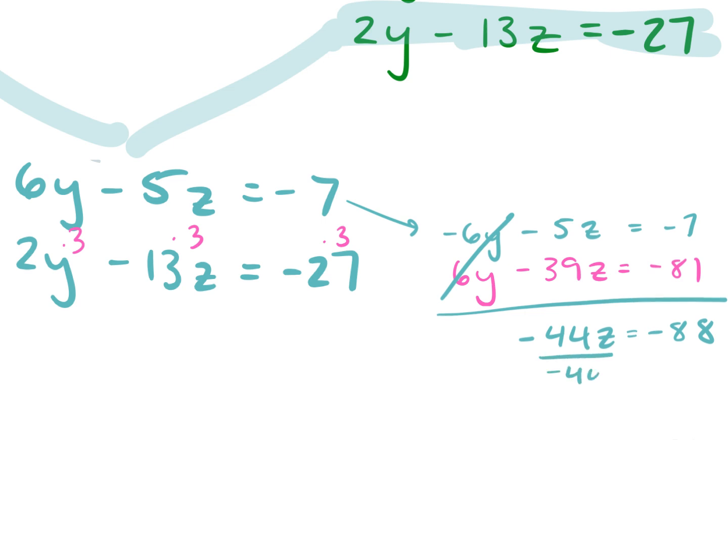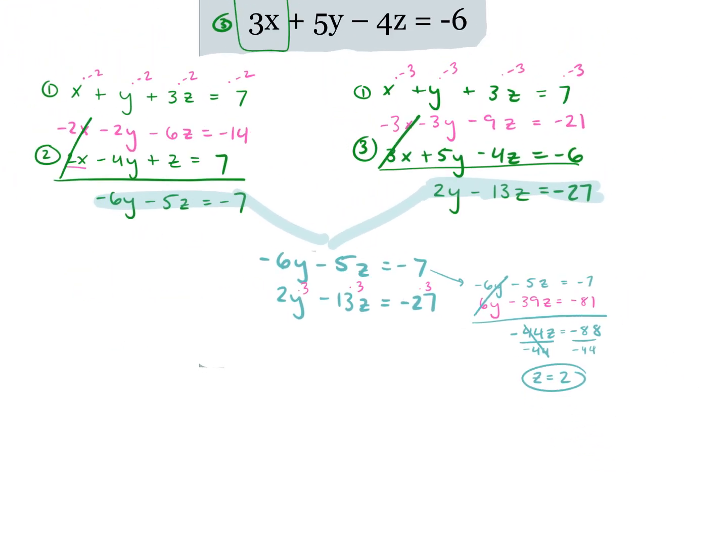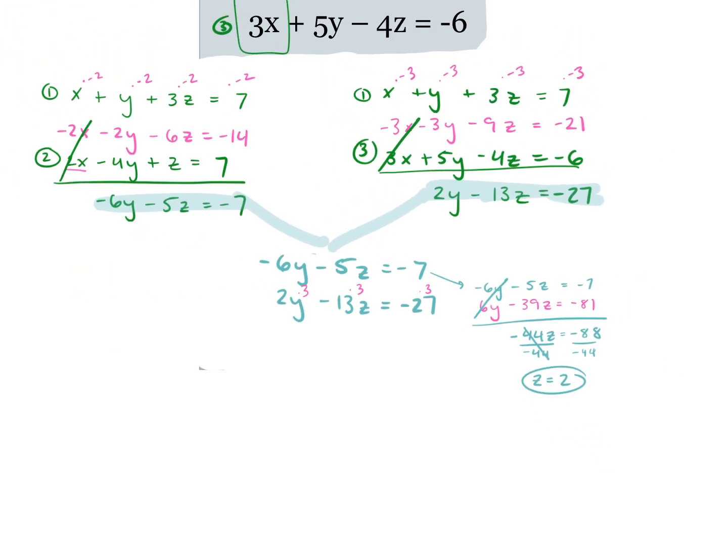Divide by negative 44. What's negative 88 divided by negative 44? 2. Awesome. I love when it works out to be a nice small number. But notice here, if you made a mistake with the signs and or added wrong and you ended up with like 43 and you divide by 43, 88 divided by 43 is an ugly fraction. So be super careful with the math. Do not make a mistake. What should we do next?